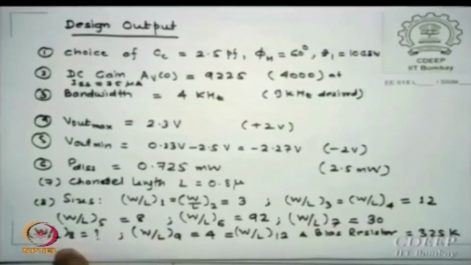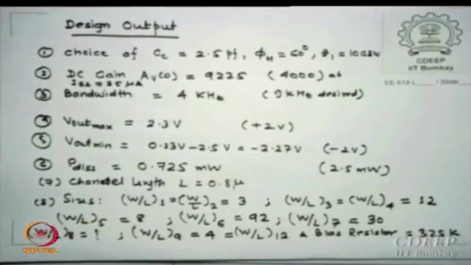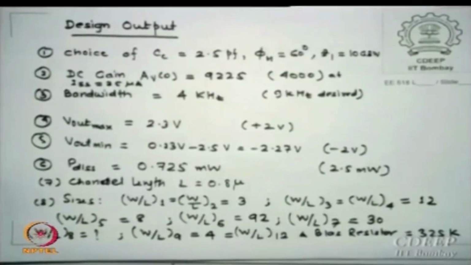8 we have not calculated because I do not know for those values how much RZ I need, because for a given P2 I will have to do that. For a given CC find P2 and then get that value of this. So I right now put a question mark. 9 is 4, 12 is 4. I also did not talk about 10 and 11. What are those values? How much VA, VB you want may decide their W by L, the voltage drop across them.